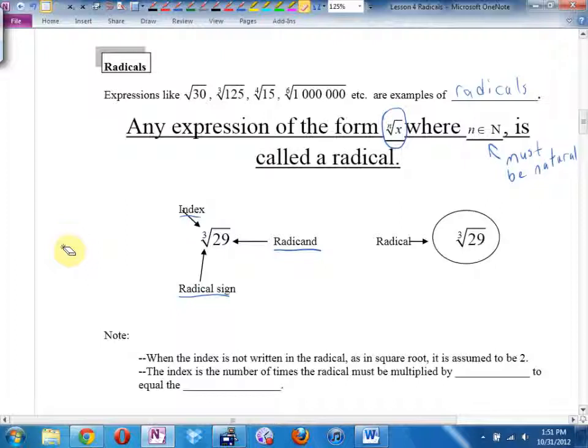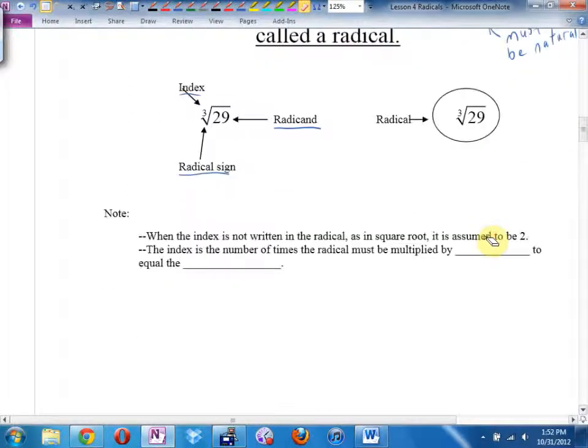Oh, and if you have the whole thing, we call the whole thing a radical expression. A radical. Note, when the index is not written, like square root, it's assumed to be 2. So if it's blank, square root.